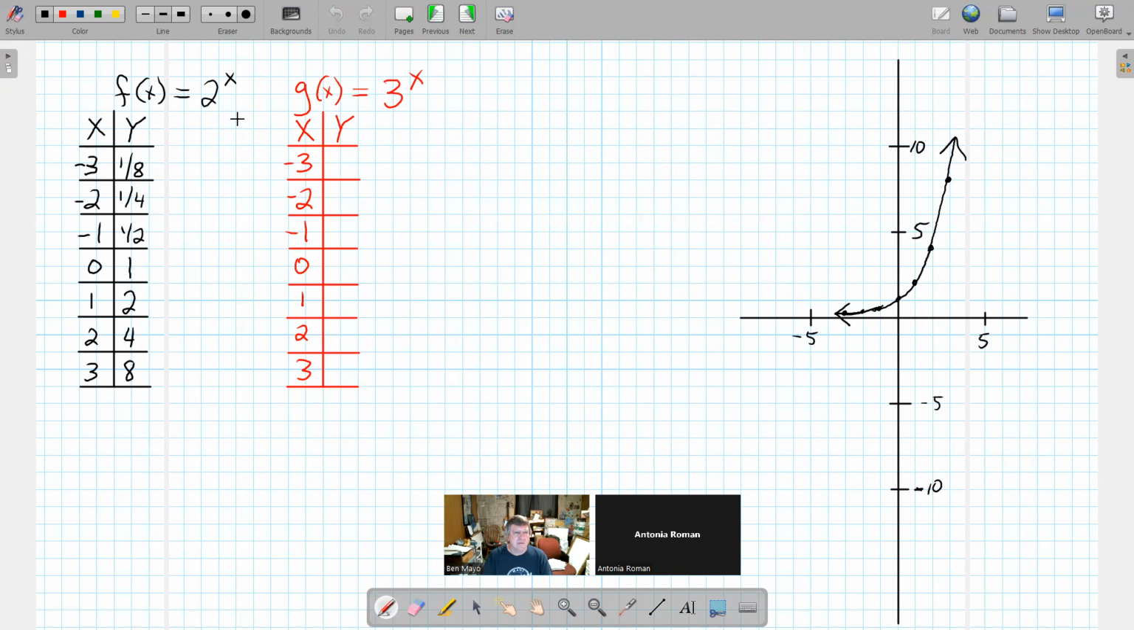So here we have the function that we just graphed. It's already done over here in black. So f of x equals 2 to the x. Okay, it's that same picture that I just created. Now we're going to graph g of x equals 3 to the x.